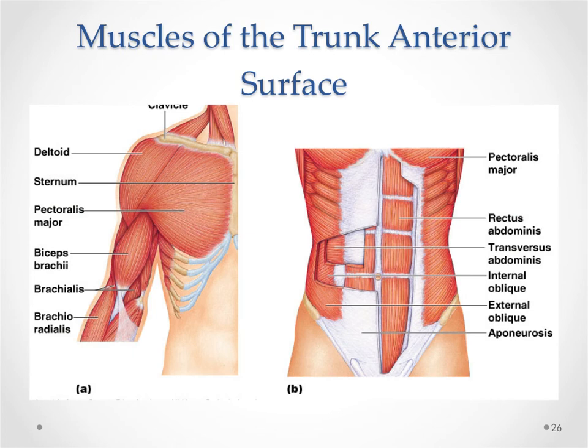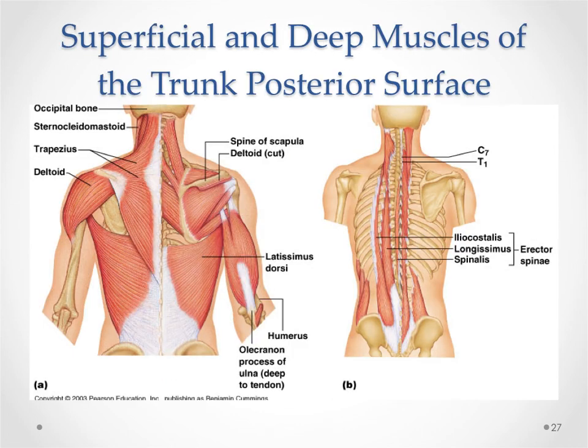Here again, some of these are on here twice. It's just giving you a closer up view of some of these. I've already talked about them on the whole body diagram. Here you can see the trapezius muscle. Notice how it is shaped. Okay, trapezius muscle. We talked about deltoid, sternocleidomastoid, latissimus dorsi. We talked about all of those.